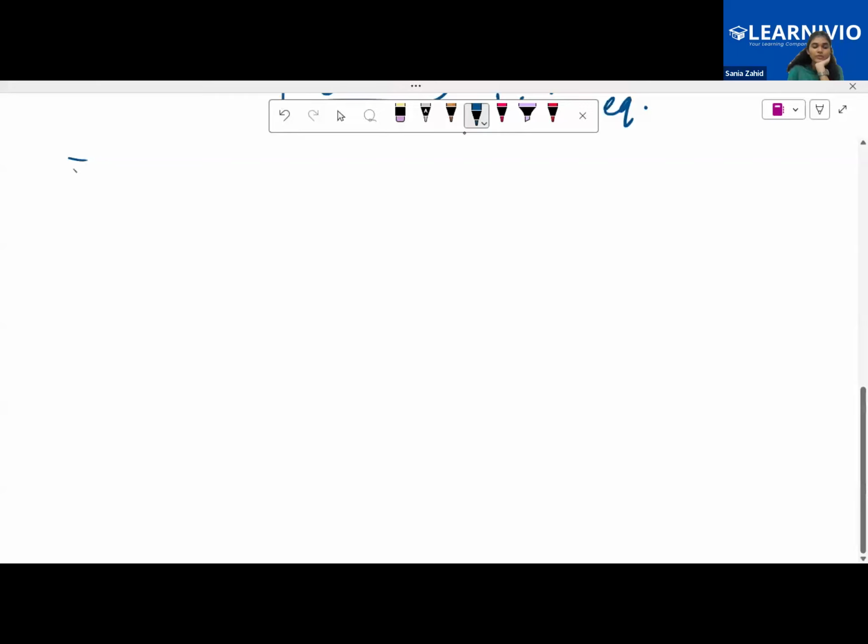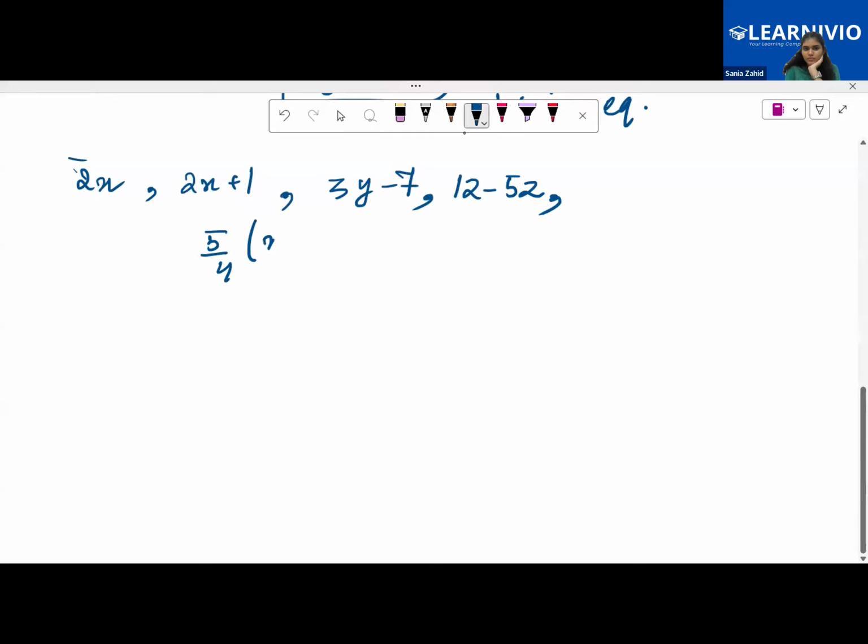Yeah. I'll write a few questions for you. You have to tell me whether they are linear equations or not. These are some equations. Tell me, are they linear or not? Ma'am, 2x is linear. 2x plus 1 is also linear. 3y minus 1 is linear. 12 minus 5z is linear. 5 by 4 into x minus 4 is linear. I'm sorry, x minus 4 plus 10 is also linear. Ramesh, do you understand that these are all linear equations?